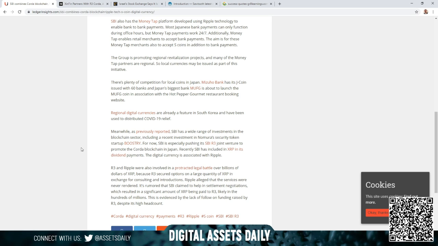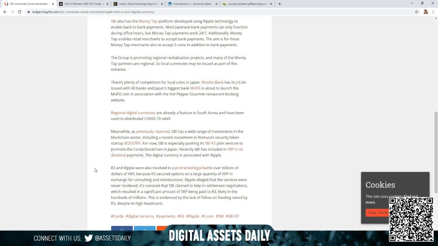And meanwhile, as previously reported, the SBI has a wide range of investments in the blockchain sector, including a recent investment in Nomura's security token startup Boostry. And for now, SBI is especially pushing its SBI R3 joint venture to promote the Corda blockchain in Japan. And recently, SBI has included an XRP in its dividend payments. And the digital currency is associated with Ripple.